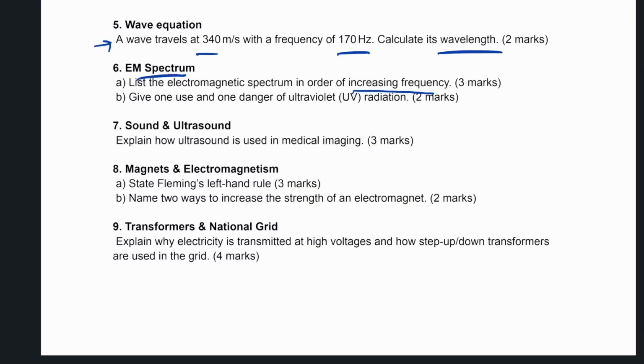Okay. Give one use and one danger of ultraviolet radiation. So one use of ultraviolet radiation you could say is tanning lamps. So I'll just write tanning here. And one danger, something that it could cause, is skin cancer. So if you do too much of these artificial sunbeds, they can actually cause skin cancer.